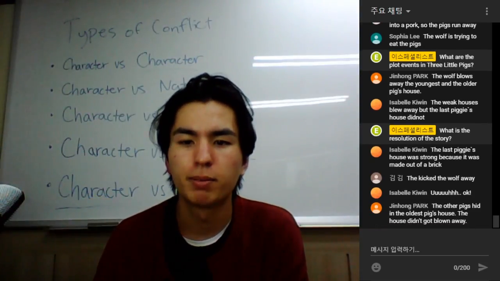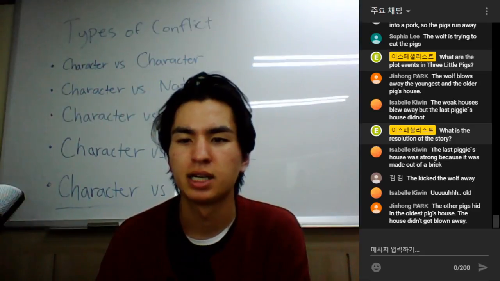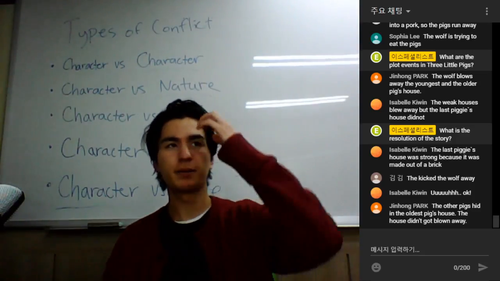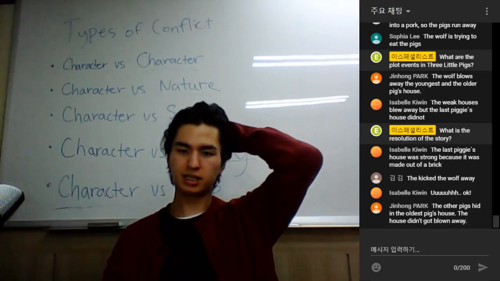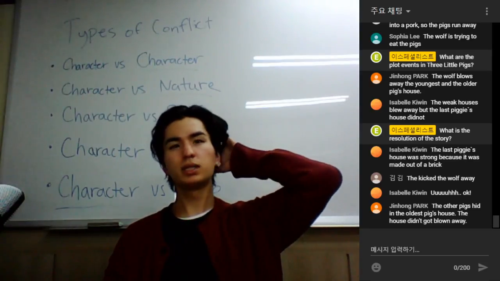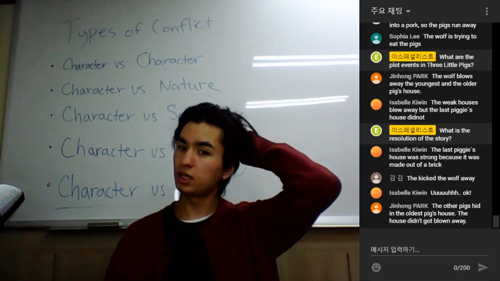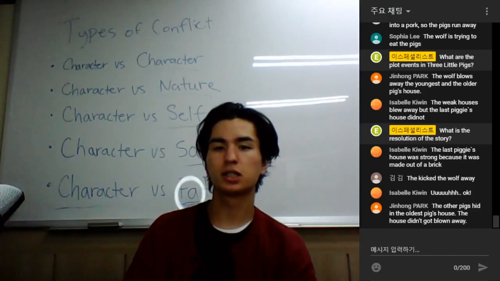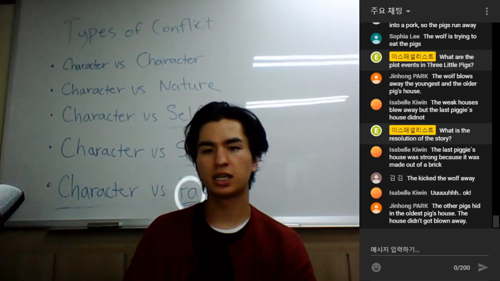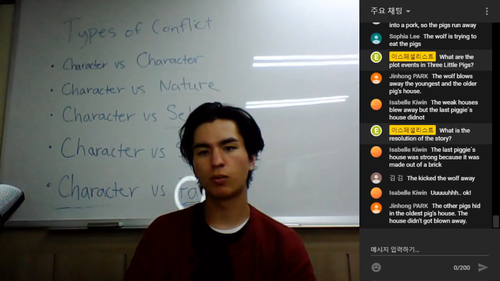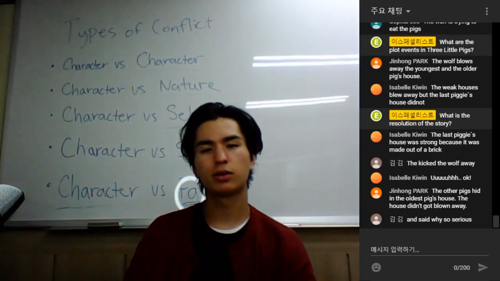Okay, the other pigs hid in the oldest pig's house. The house didn't get blown away. Okay, that's good. That is correct. But we're still missing an important part of the resolution, right? We have to understand, why does this matter? Why does this solve the problem? How does this stop the wolf from eating the pigs?